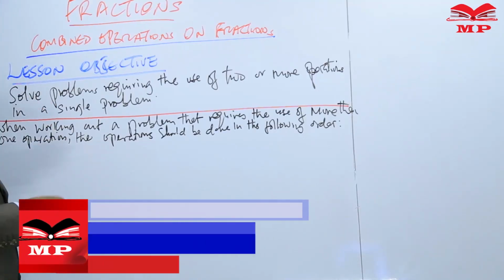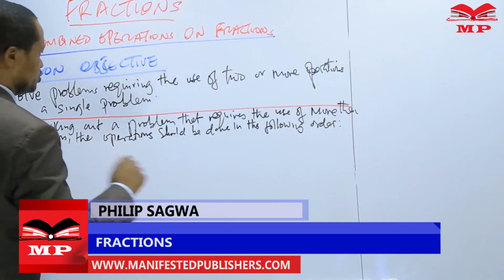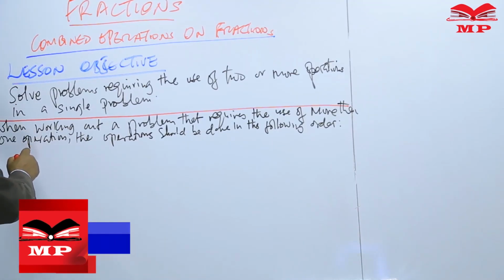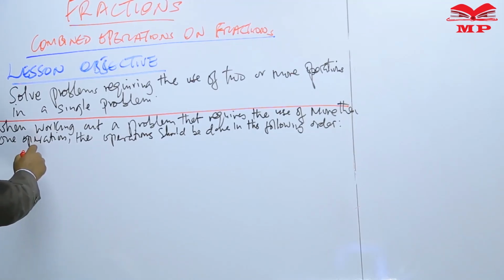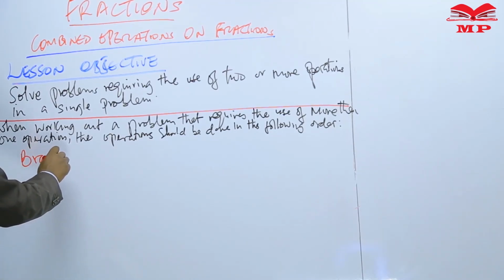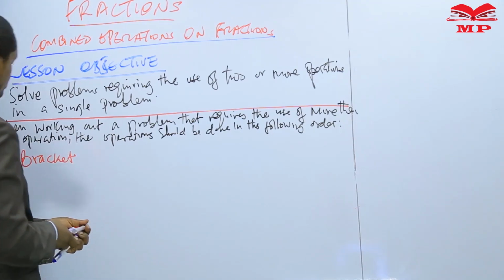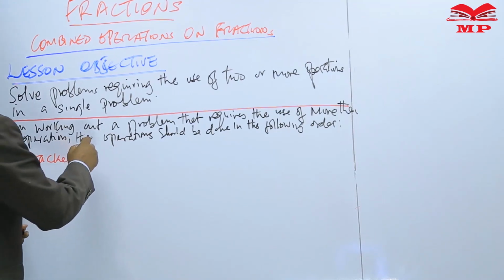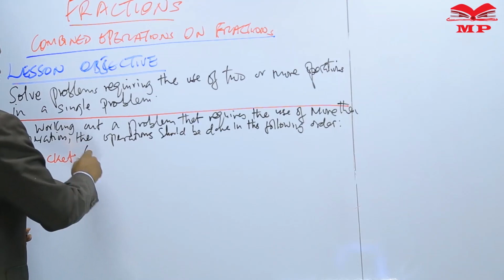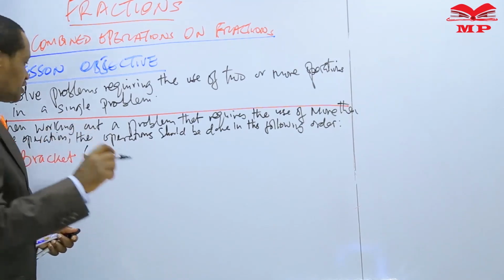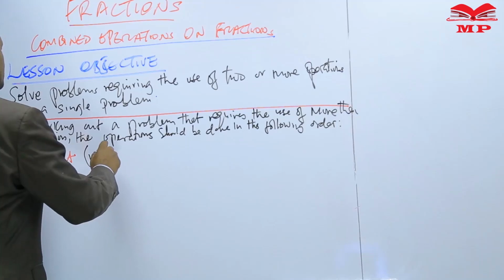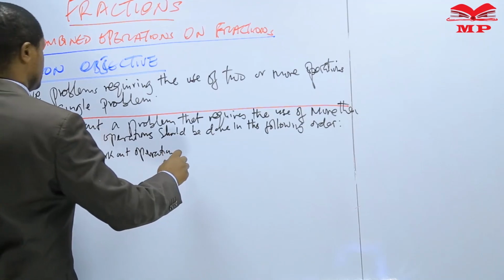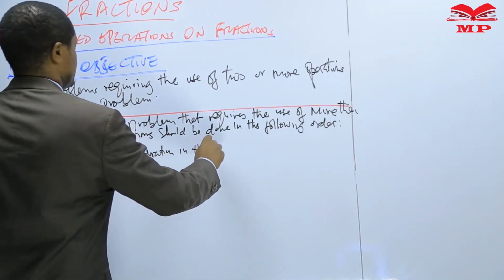Then there is an order that has to be followed in working out the problem. The first one is bracket. If you have an operation that has a bracket, then the operations within the bracket should be worked out first. Work out operations in the bracket.